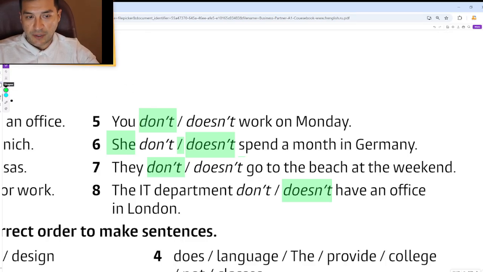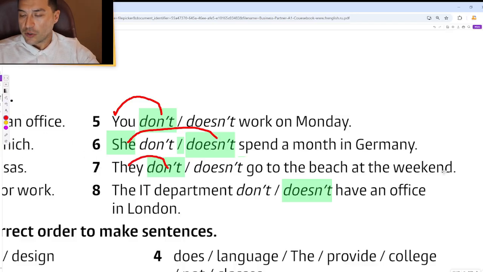Fantastic. Now let's repeat. You don't work on Monday. She doesn't spend a month in Germany. They don't go to the beach at the weekend. The IT department doesn't have an office in London.